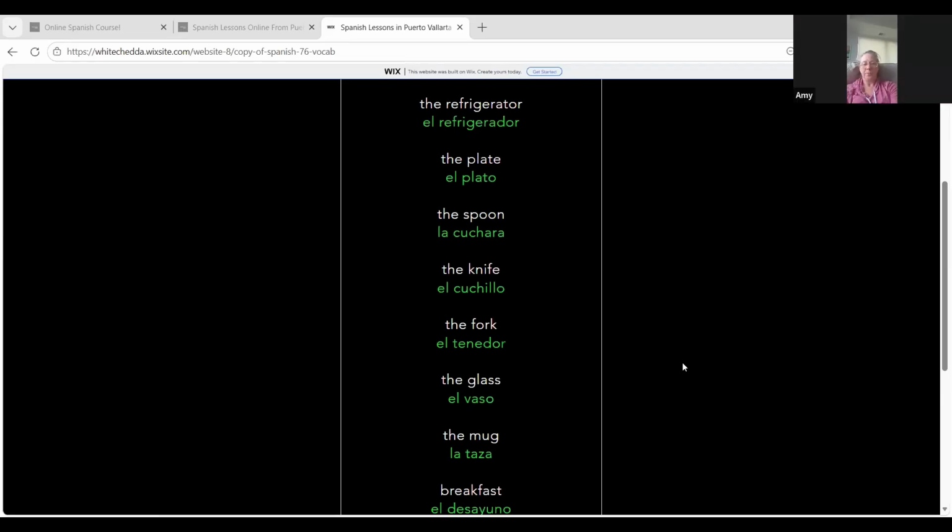And then the next one, the plate, el plato. El plato. The plate. How would you say the plate and the cat? El plato y gato. Good.